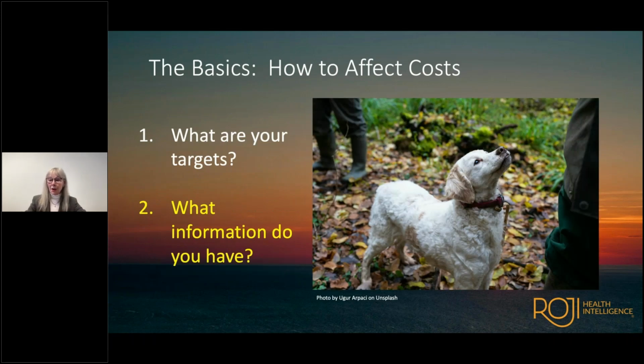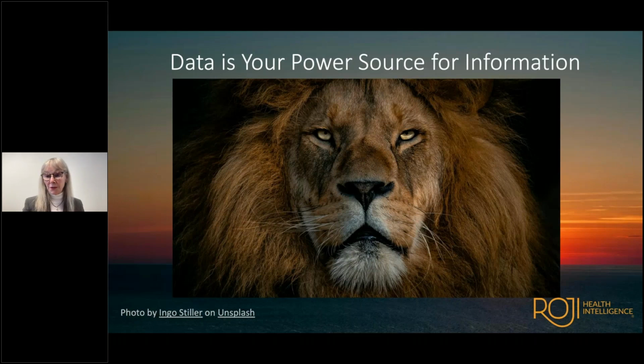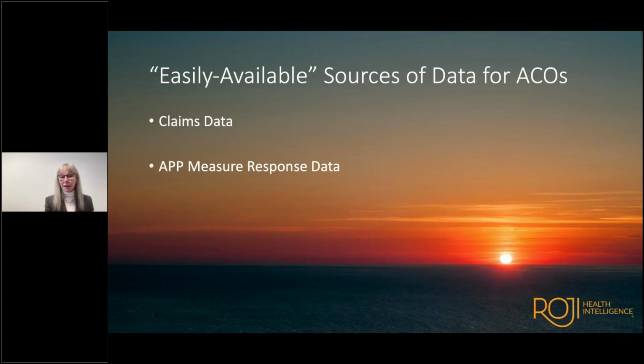Whatever you do, however, whatever you have chosen as your target, it has to be matched by having information in order to deal with that. And here's the hunting dog looking expectantly for that information. Where does it come from? Well, obviously, if you can unlock this beast, you will find a very powerful source of information. And when we look at that today, we're going to look at only what's easily available sources of data for ACOs. I mean, first of all, we've already identified claims data.